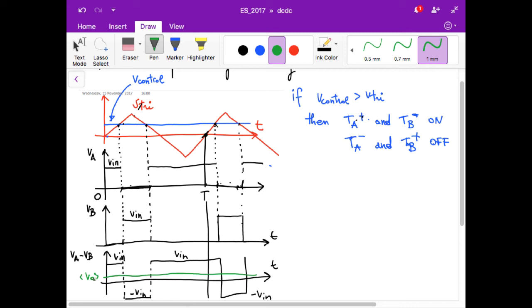Now you can also verify here graphically that if we change the duty cycle, we can change the average value between a maximum value, which is V in, and the minimum value, which is minus V in. So we can apply both the positive and the negative value at the output, just by adjusting the duty cycle.